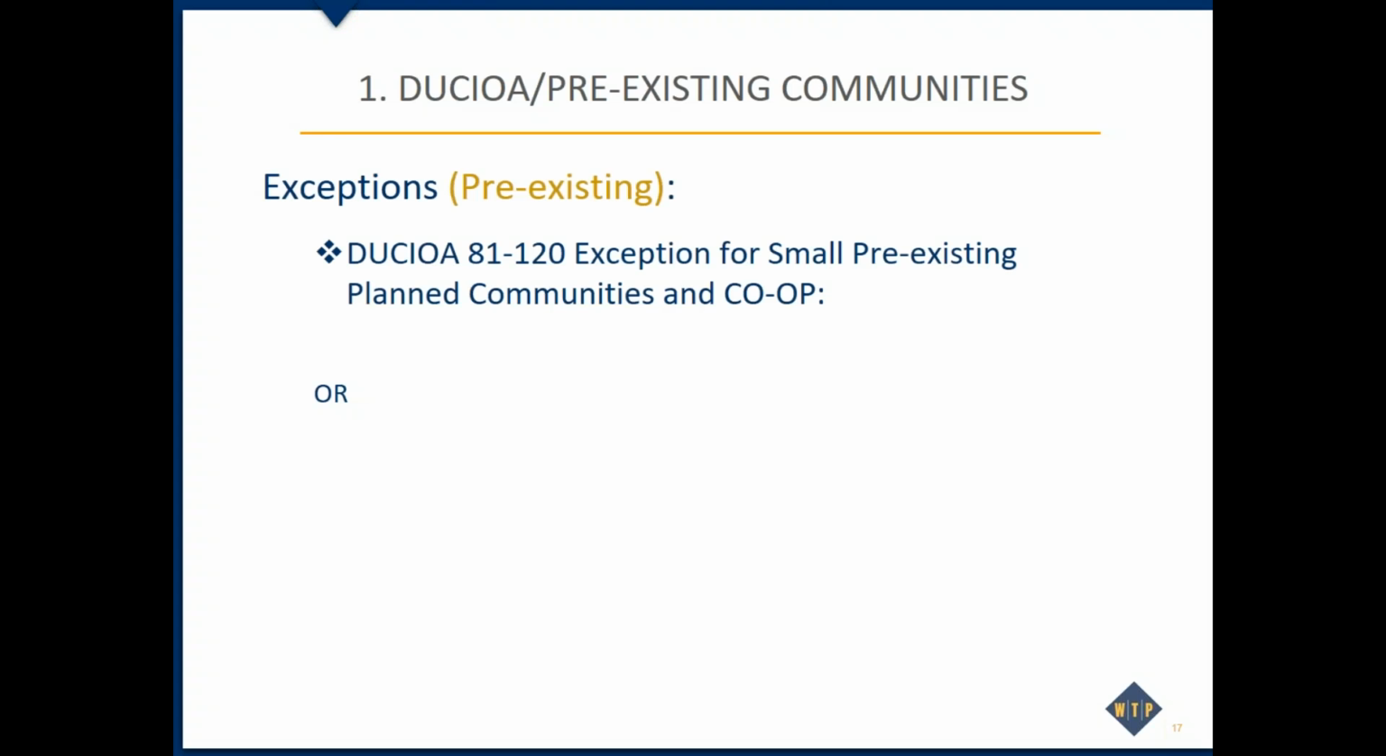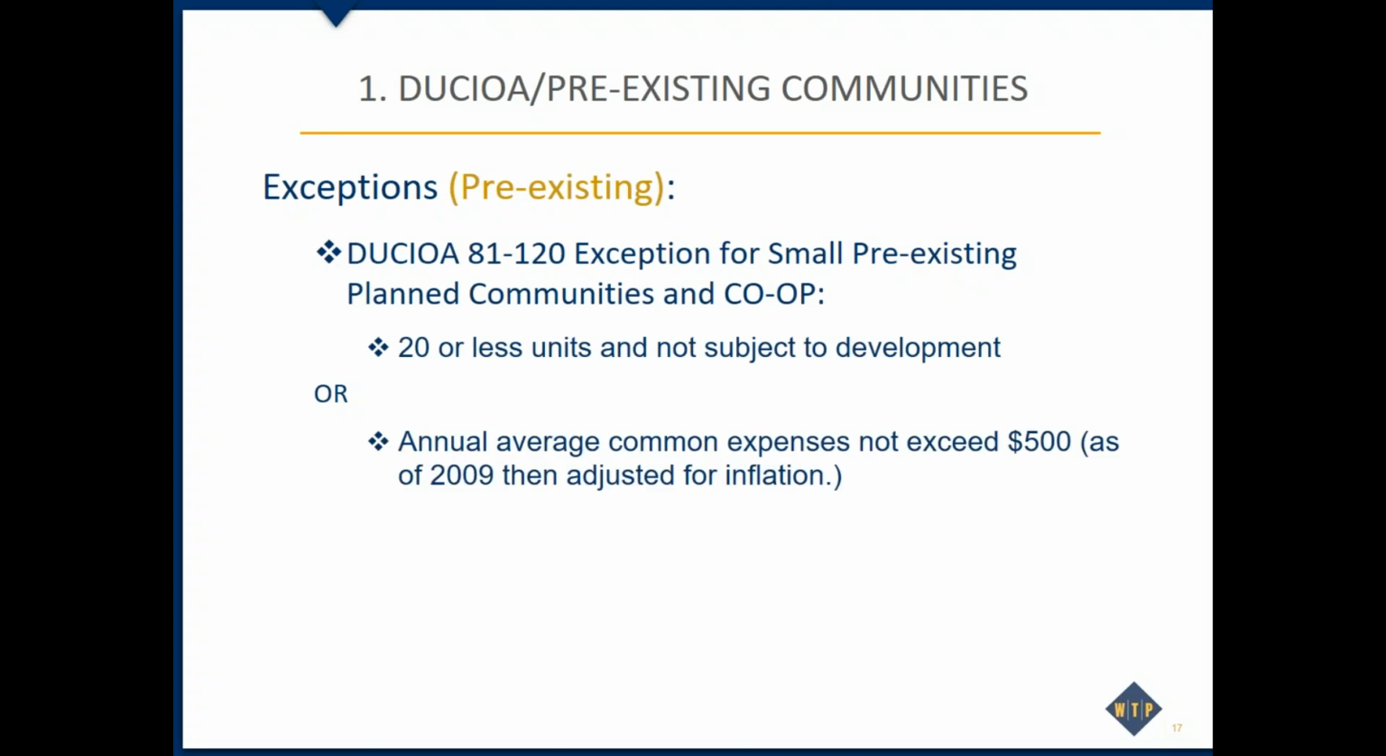So if you were a pre-existing community prior to 2009, some portions of the statute are applicable to you with those same minor exceptions. So Section 120 exempts out communities of 20 units or less, or a small dollar amount. It's very similar to what we saw for new communities. The same thing applies to pre-existing communities, essentially those smaller communities that are exempted out. You still have to record your bylaws.